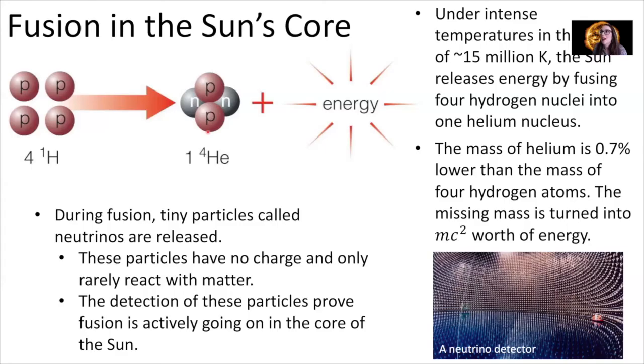So what's going on in the sun's interior? What is this nuclear fusion thing that I'm talking about? Well, the interior of the sun is really hot, about 15 million Kelvin, and it's under extreme pressure too. And under that extreme temperature and pressure, the sun releases energy by fusing 4 hydrogen nuclei into 1 helium nucleus. Whenever it does this, that process releases a lot of energy. That's the energy that's fueling our sun.